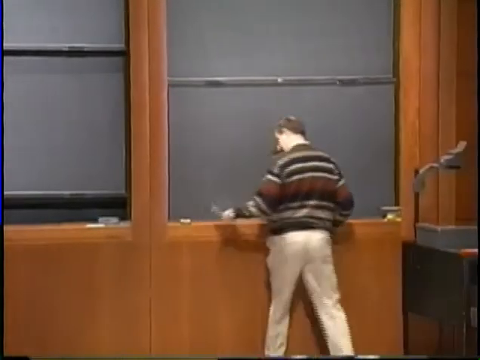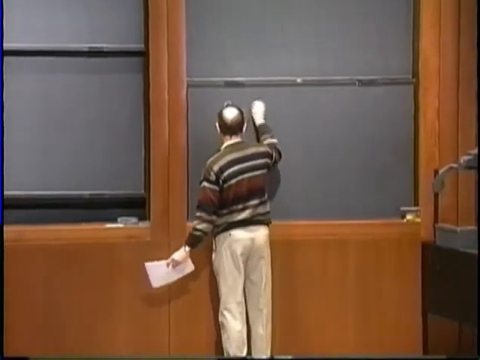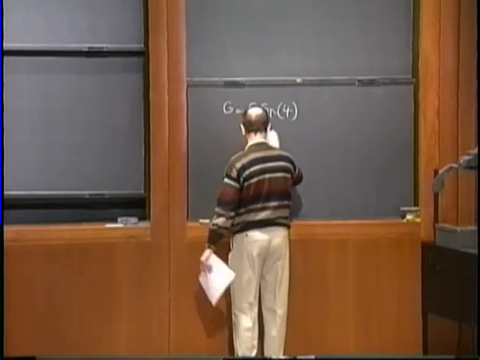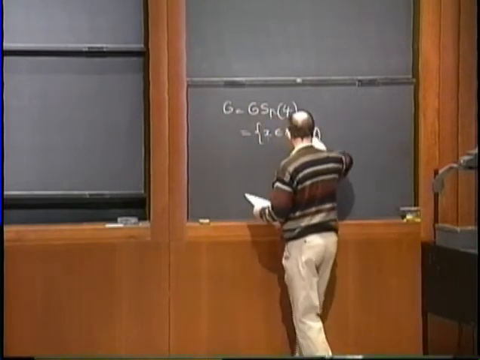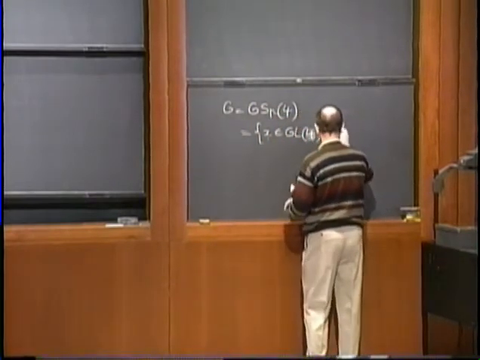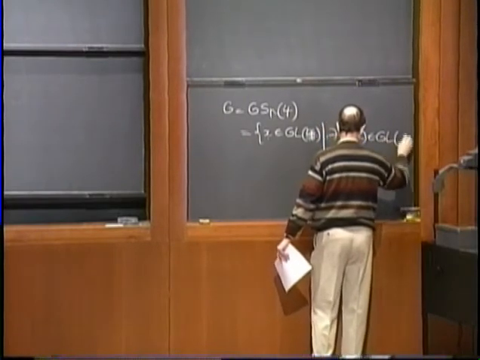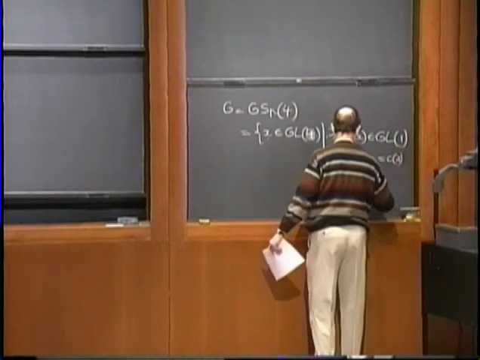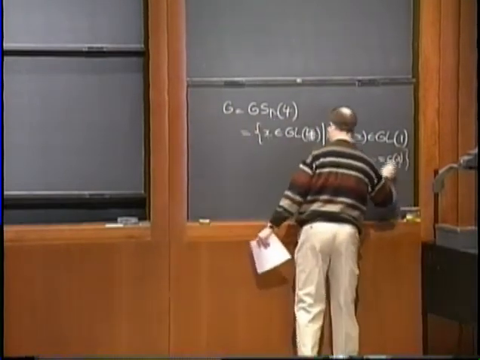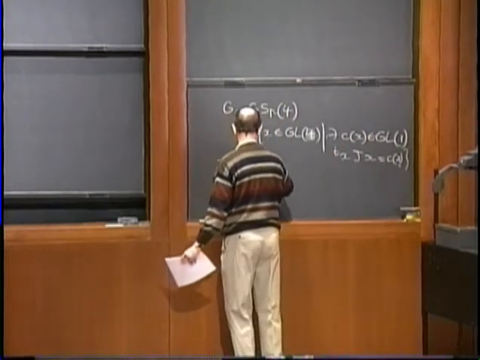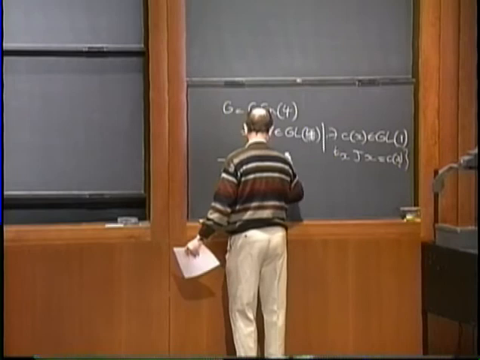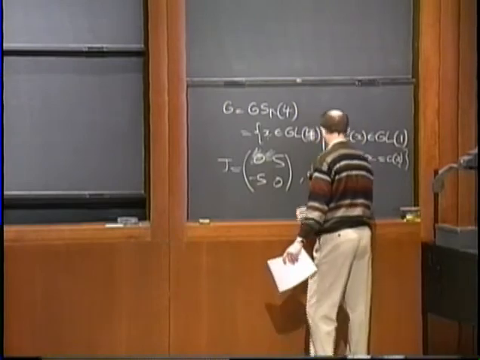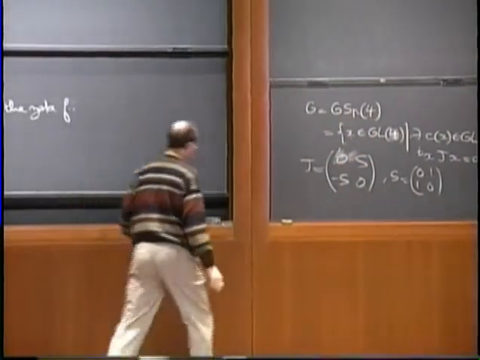So I need the group G. So G is GSp4, and this is a symplectic similitude of a symplectic form, which is given by a matrix with 0s, minus S, S, 0, where S is the anti-diagonal matrix of 1s. So this is over Z.